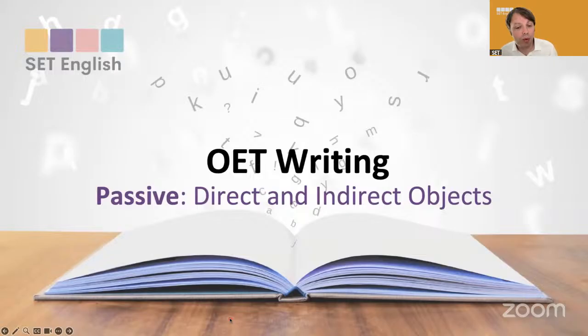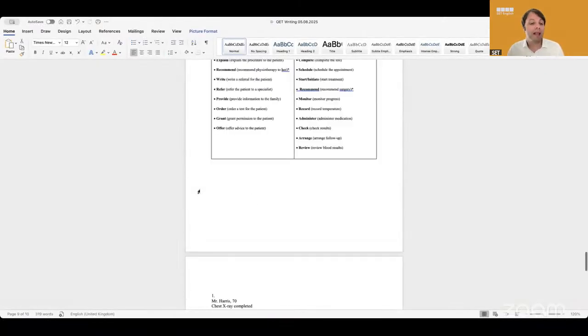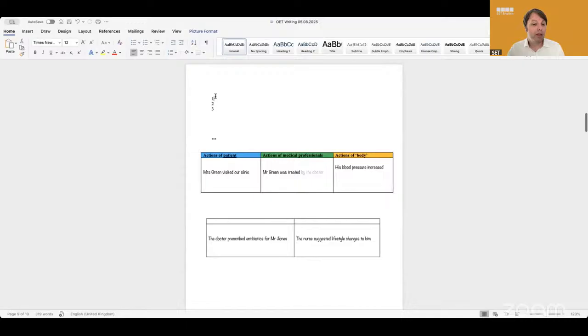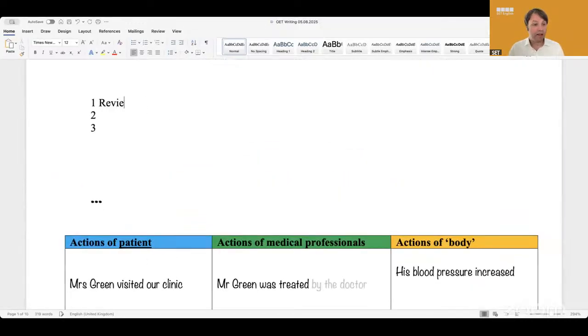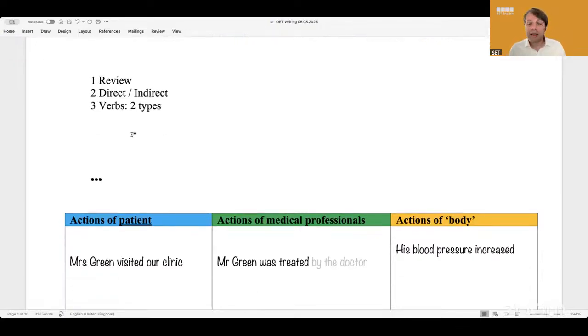So in this class, guys, we're going to do 3 things. First thing we'll do is quickly review yesterday. Second thing we'll do is look at direct and indirect objects. Last thing we'll do is talk about verbs. There are 2 types. We call them monotransitive and ditransitive. It doesn't really matter what we call them, but it's important to understand what they are. Okay, so let's get started.